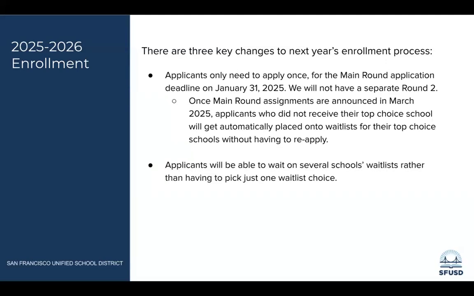And then also, previously you could only put yourself on one school for the wait list. You can only wait list for one school. But starting next year, you can be on several schools' wait list. So let's say you put four schools on your application and you got school number three, then you'll automatically be put on the wait list for number one and number two.